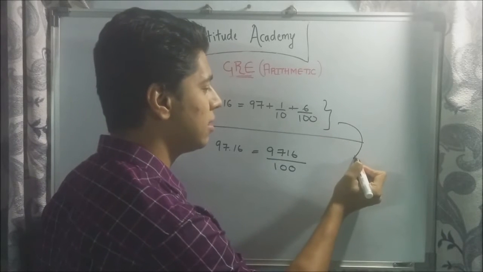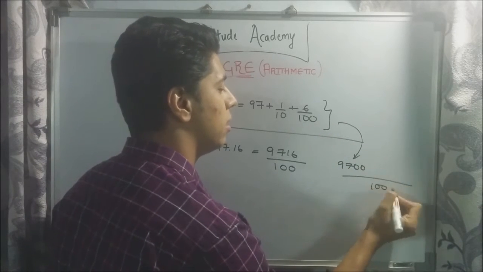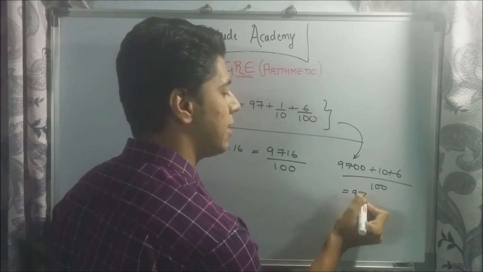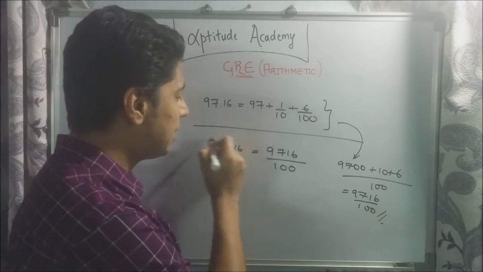And this is the same thing you're going to get here, by the way. If you just solve this, it will become 9700 if you take an LCM of 100, plus 10 plus 6. So it's going to be 9716 divided by 100. It's basically the same thing, but this is a much easier way.